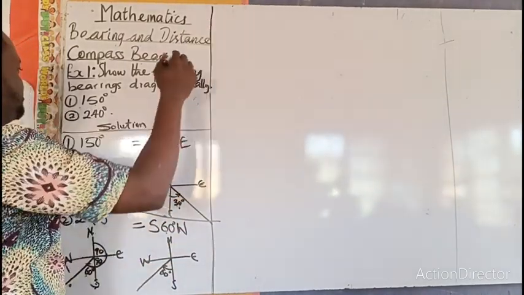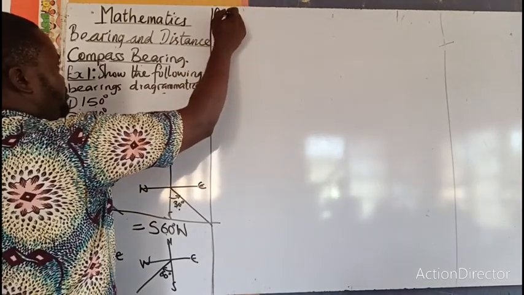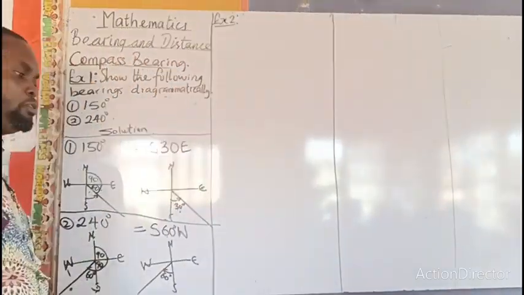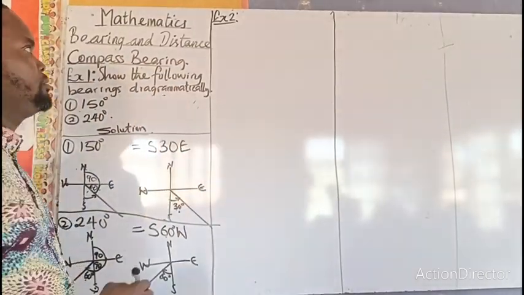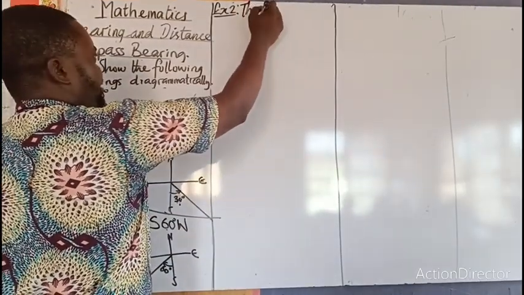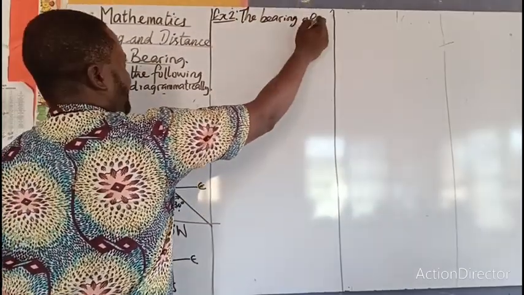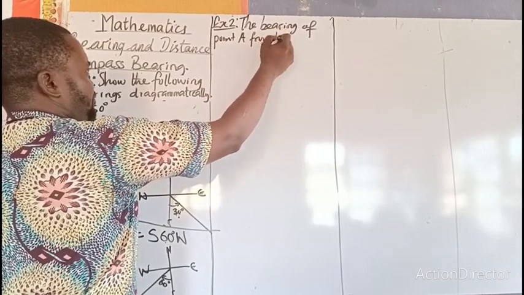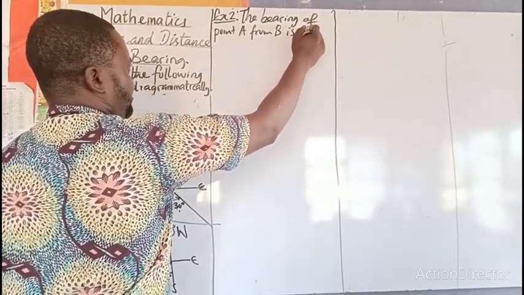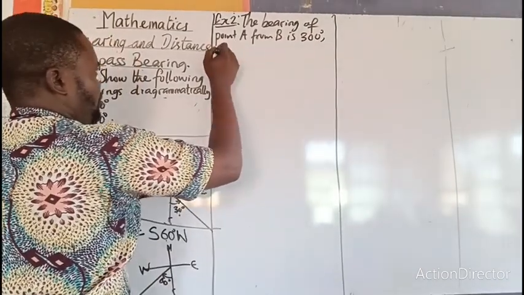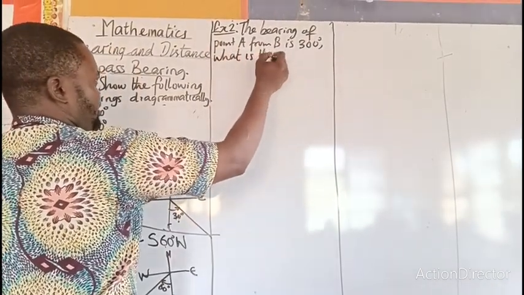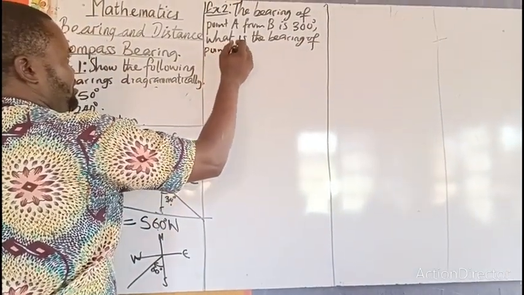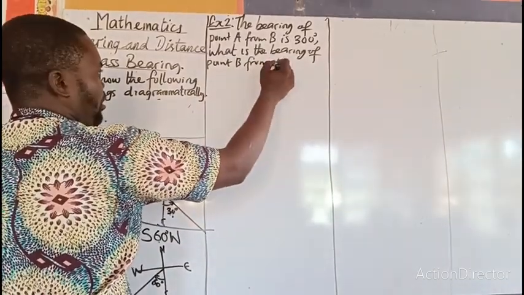Now, let's say, example 2. Now, we are going into the bearing proper. Somebody says, let's look at this now. The bearing of point A from B is 300 degrees. What is the bearing of point B from A?